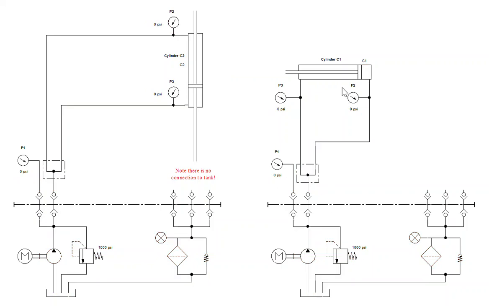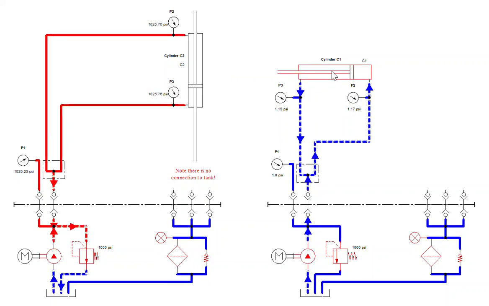It's a little surprising, maybe. Why does it extend? Why don't these two pressures balance? They're both not much, but there's more area on this side than this side. There's more square inches for that little bit of pressure to push on this side than on this side. So there's a net force extending the piston, and so it does. Again, no connection to tank. All the pump flow goes into this cylinder.